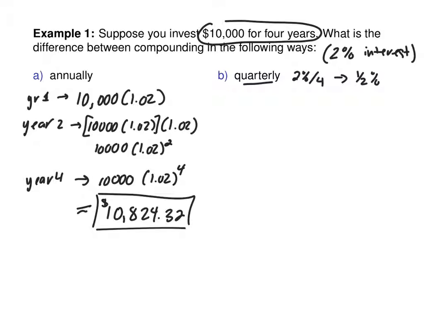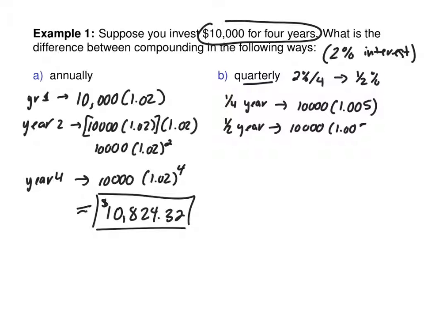And what you do is you get 0.5% after the first quarter, so the first 3 months, and then you keep that money and you get another 0.5% on that. So you divide your 2% interest into 4 pieces. So how this will happen is after a quarter of a year, you're going to have 10,000 times 1.005. Does that make sense? How about after half a year? 1.005 squared.